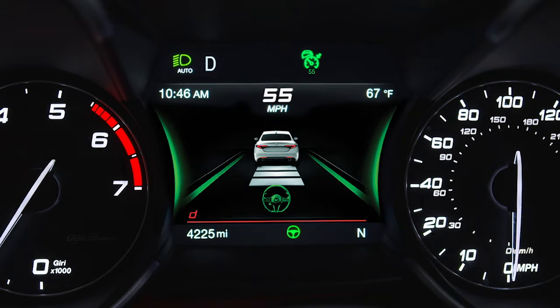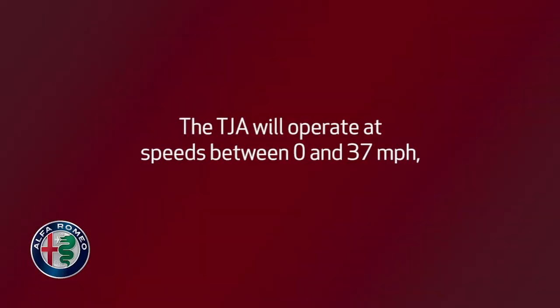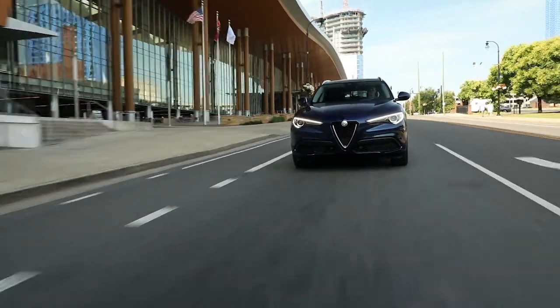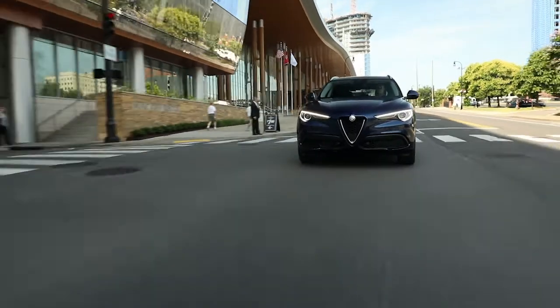If equipped, the Traffic Jam Assist System, or TJA, works much the same as Highway Assist, with the following differences. The TJA will operate at speeds between 0 and 37 miles per hour or 0 and 60 kilometers per hour. When the system is unable to detect lane boundaries, it can still operate using surrounding traffic.